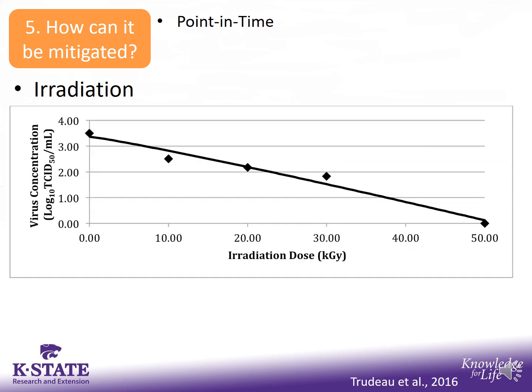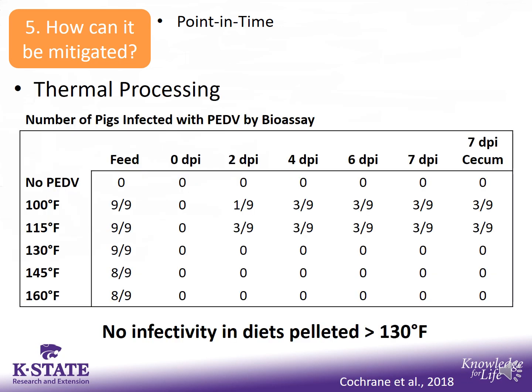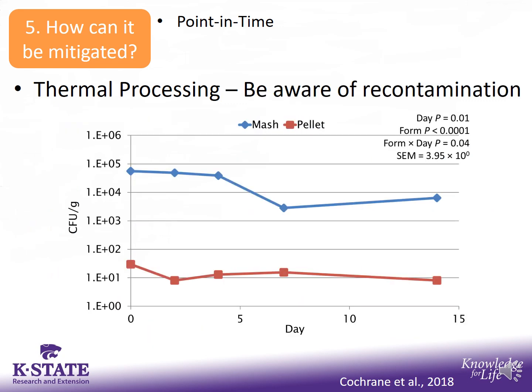Irradiation has also been demonstrated to be a highly effective mechanism of reducing detectable quantities of porcine epidemic diarrhea virus, and in this case, virus concentration, as reported by the University of Minnesota. And our team has demonstrated the ability of thermal processing, and in this case pelleting, to reduce the likelihood of infectivity of PEDV. One thing that we need to be careful of, though, is that all of these point-in-time mitigation tactics have the potential for recontamination.